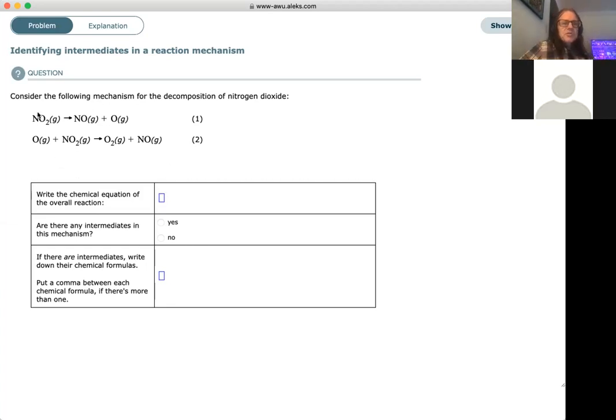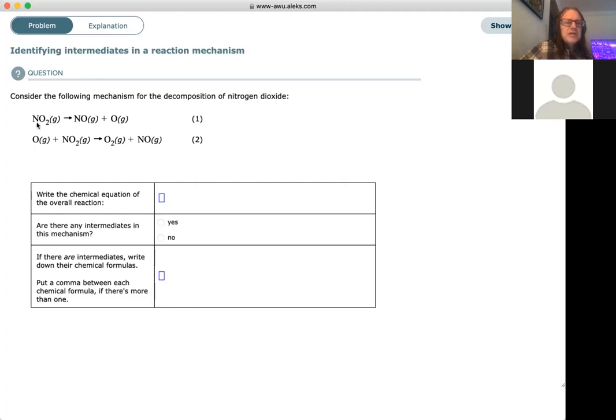Okay, so consider the following mechanism. Now this is called a mechanism. A mechanism is a set of elementary steps. Typically it's more than 1 step, 2 or 3 steps. Could be more even, but in general chemistry, we give you 2-step processes. We're not going to give you 3 or 4, but generally it's 2 for this type of course. Consider the following mechanism for the decomposition of NO2.